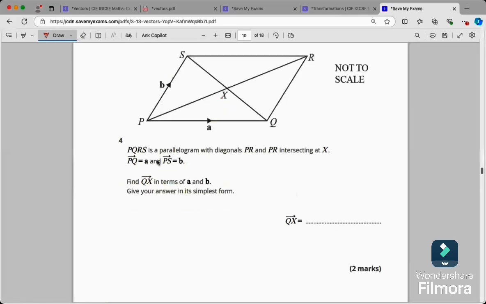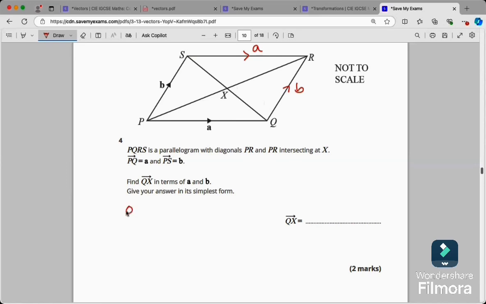Question number 4, PQRS is a parallelogram with the diagonals PQ and PR intersecting at X. Okay. PQ is A and PS is B. Since it is a parallelogram, the opposite sides are parallel, so this is B and this is going to be A. You need to find the value of QX in terms of A and B. Give your answer in terms of A and B.